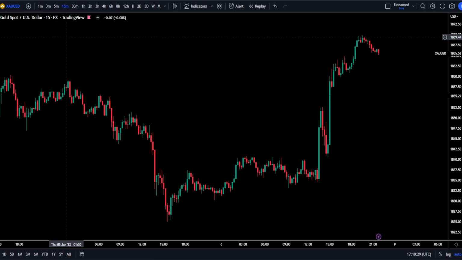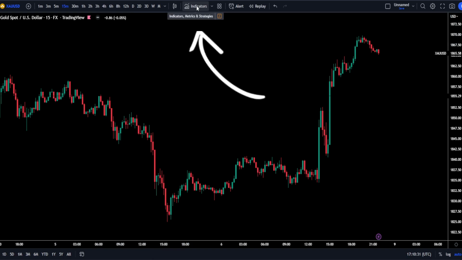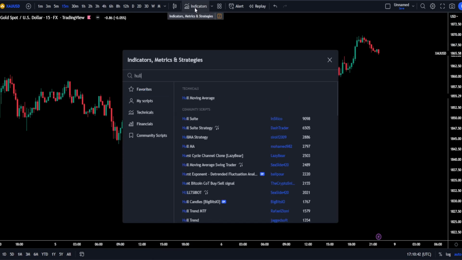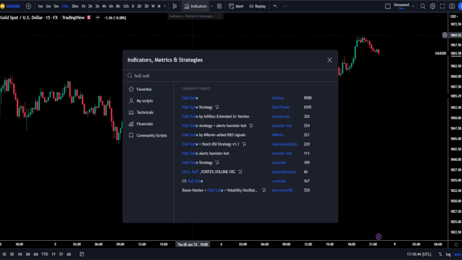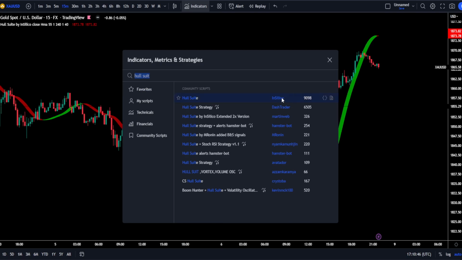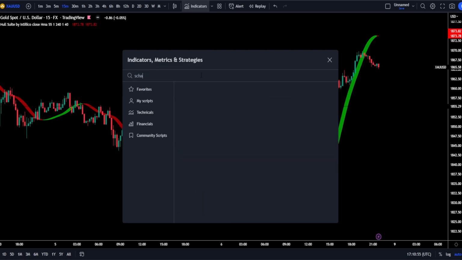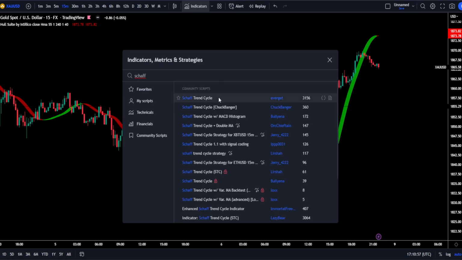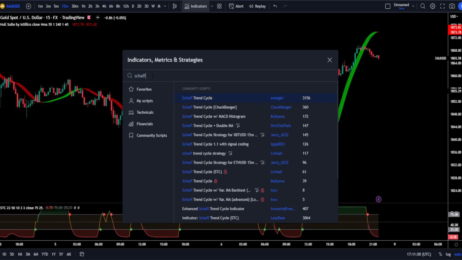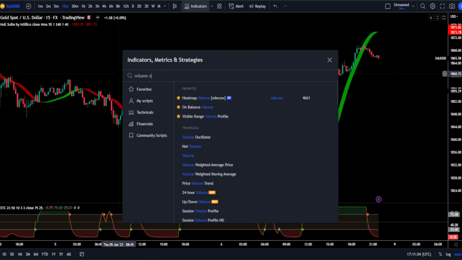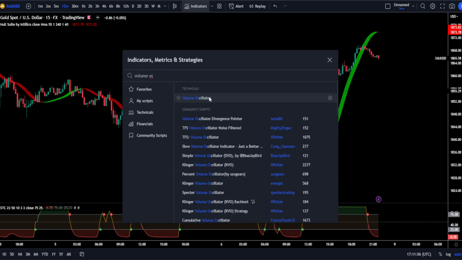So now let's go ahead and navigate up to our indicators tab, and the first indicator we will be adding is our whole suite, which is this one by In Silico. For the second indicator, we need to add our shaft trend cycle, which is this one by Everget. And lastly, we will be adding our volume oscillator, which is this one by TradingView.